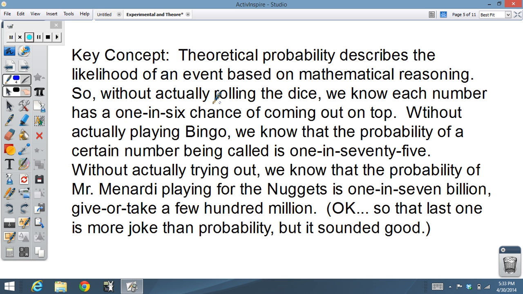Now, as opposed to experimental probability, theoretical probability is going to be based on calculations, okay? It describes the likelihood of an event based on mathematical reasoning. So we don't actually roll the dice to know that the probability of getting a 3 is 1 out of 6. Without actually playing bingo, we know the probability of pulling, for example, I-17 is 1 out of 75 possible numbers that we could call, right? Without actually trying it out. Well, I'll let you read that one on your own.